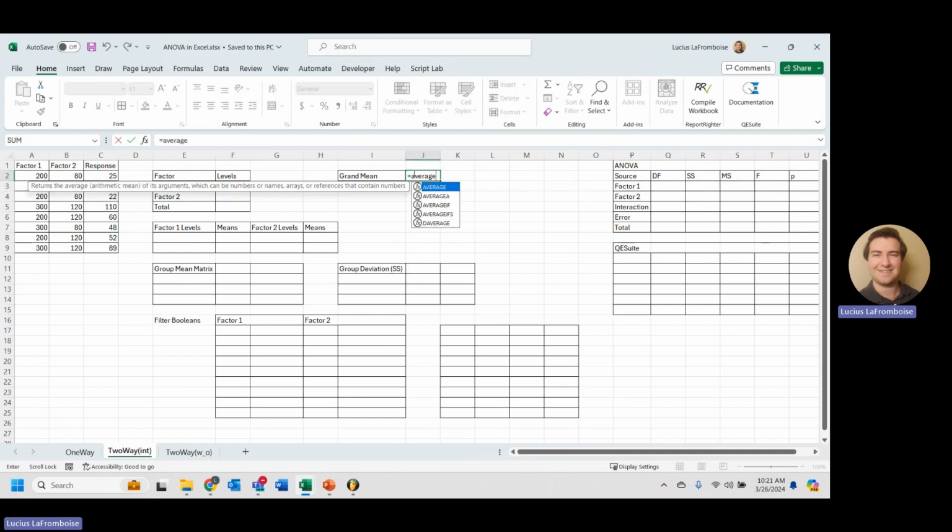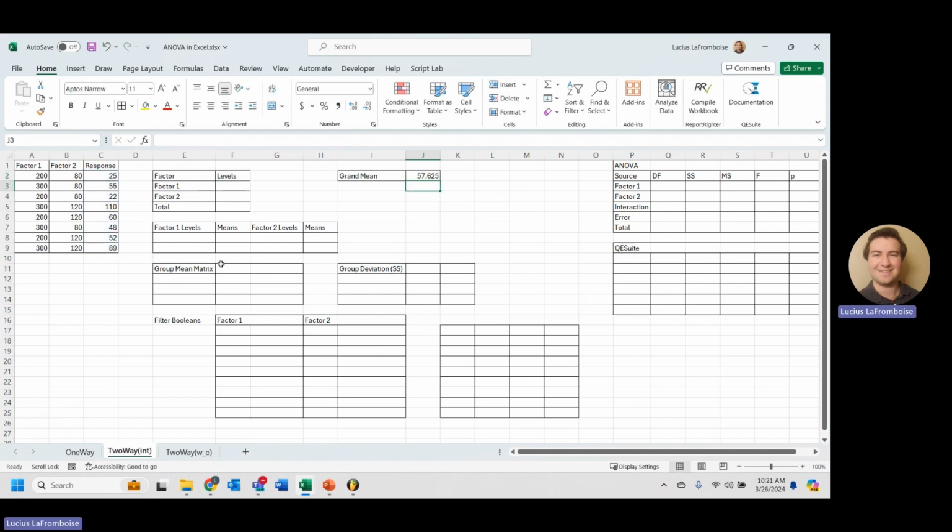Let's start easy and get our grand mean. So here we're going to have our average, and over here you'll see our factor 1 has the levels here, and then factor 2 levels, and then our response. So each of these corresponds with this level factor 1 and this level factor 2. So we'll just take the average of all of our response, and there we go, we have our grand mean.